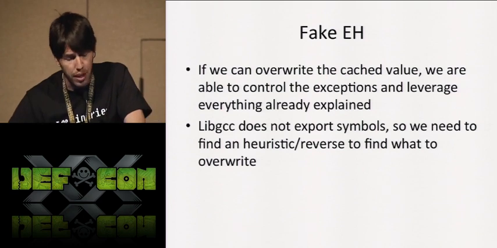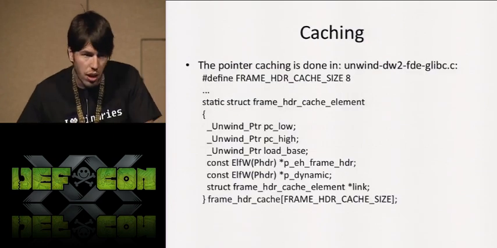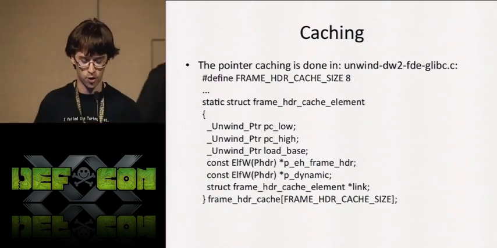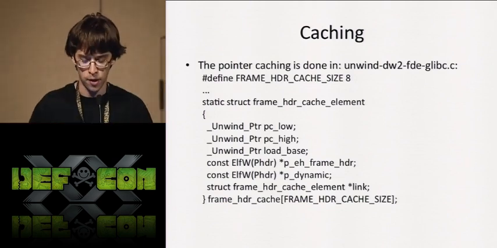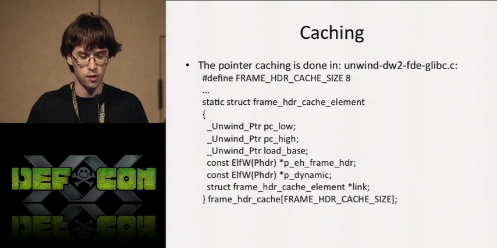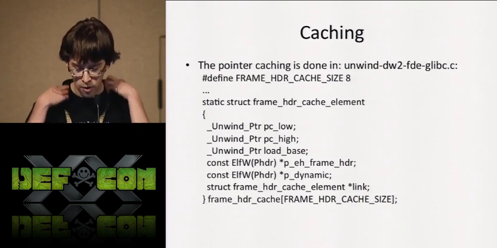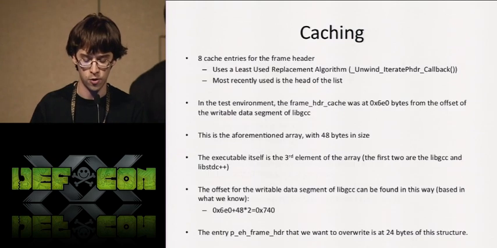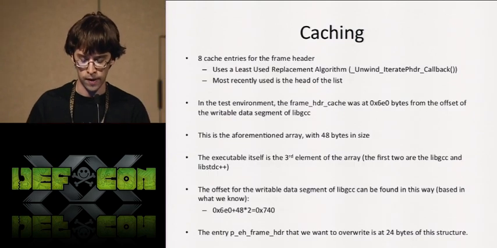Okay? So, James, talk more about the caching. All right, so I'm going to go through this pretty quickly because I think we're starting to run low on time. But there's this cache inside libgcc that has the program header. And as Rodrigo said, we overwrite it. We get control of the data being used for the exception handling.